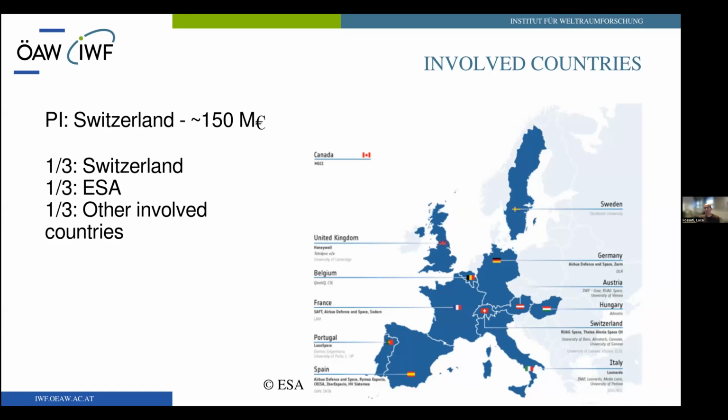CHEOPS is a strange ESA mission. It is not fully led by ESA, but it is actually a shared leadership between ESA and Switzerland. The PI is in Switzerland, Willy Benz. The entire mission cost about 150 million euros, and the cost has been shared almost equally between Switzerland, ESA, and the other countries that are involved. And you see here the other countries that are involved in the mission and what they have provided.